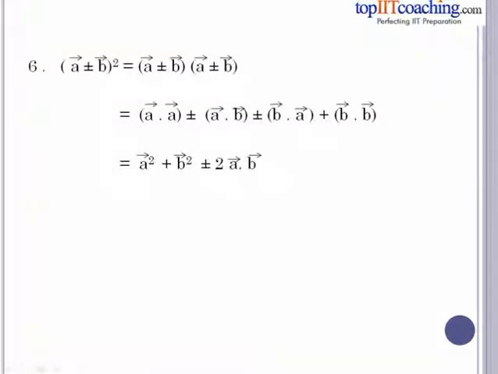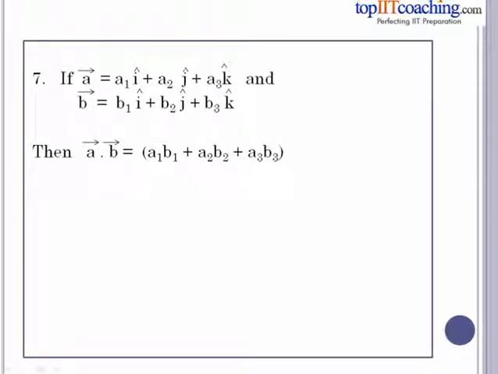The next property is (vector A plus minus vector B) whole square is equal to (vector A plus minus vector B) into (vector A plus minus vector B). What we do next is we multiply these two terms, so it gets transformed to A dot A plus minus A dot B plus minus B dot A plus B dot B. This is nothing but equal to vector A square, this is equal to vector B square, and this is equal to plus minus of 2 times A dot B. Thus (vector A plus minus vector B) whole square is equal to vector A square plus vector B square plus minus 2 times A dot B.